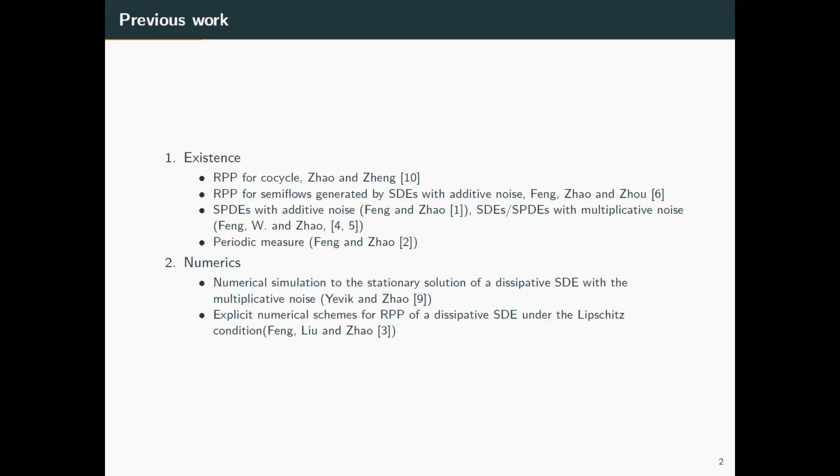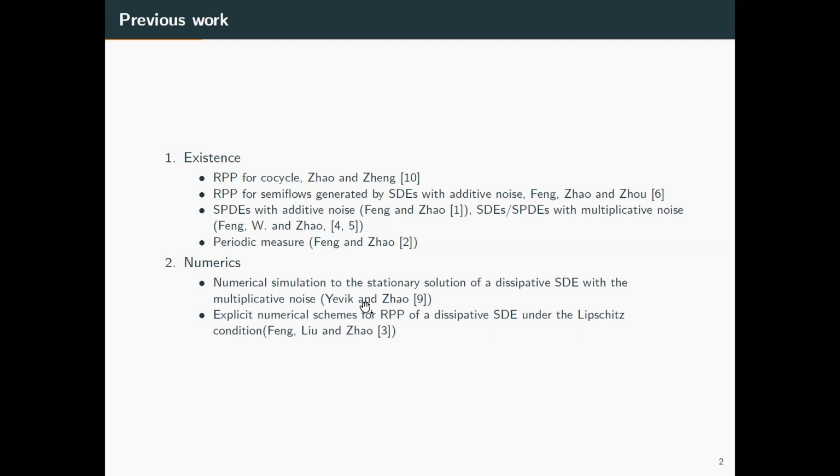There are some previous attempts for the stationary solution and for random periodic solution, but the only literature existing for the random periodic solution is this one by Feng, Liu, and Zhao. They studied the Milstein method and forward Euler-Maruyama method for the random periodic solution of a dissipative SDE under the Lipschitz condition. Because they consider dissipative SDE, they can make use of pullback to study the system in the long run.